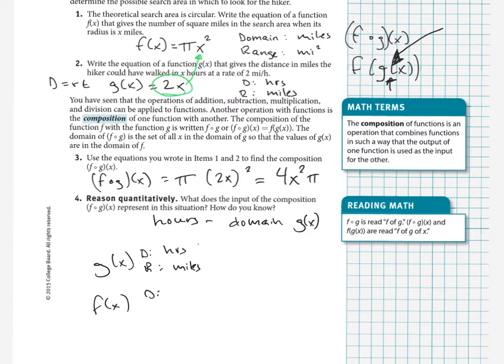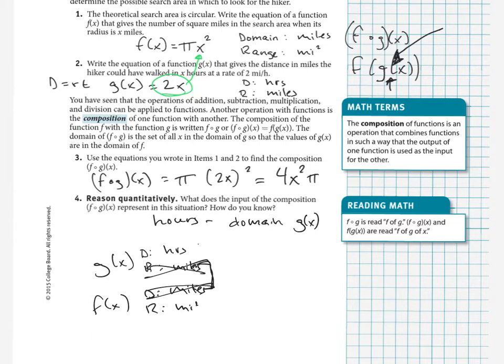Our domain here is miles, and our range is miles squared. And the way this works, now that we have kind of words, maybe it's a little bit easier to understand. When you take and you put g of x into f of x, these basically kind of cancel each other out. That's why we can use substitution there, because the output of one equals the input of the next.